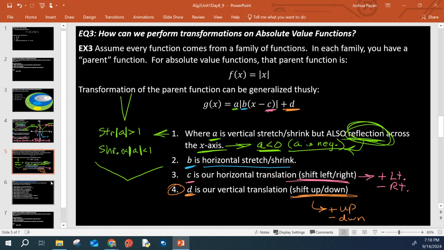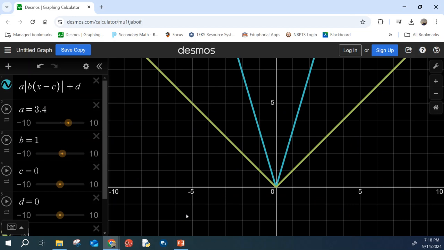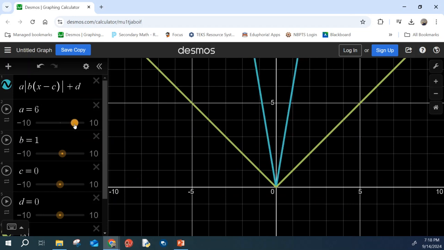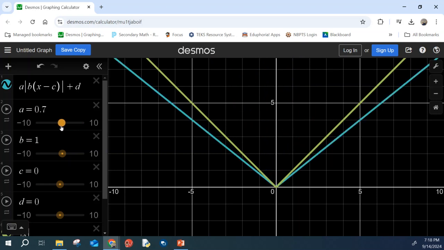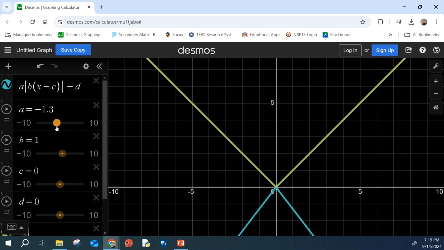Okay? So back to our visual. Now we saw, A is greater than 1, right? We get stretched vertically, skinnier. You can imagine that it's being pulled upward. And then when we get in between 0 and 1, we start to flatten out. What happens when A is negative? It's supposed to reflect, right? And that's exactly what we see happen.